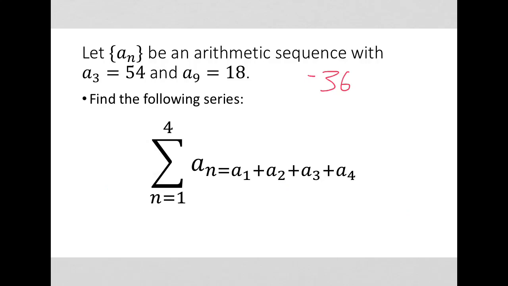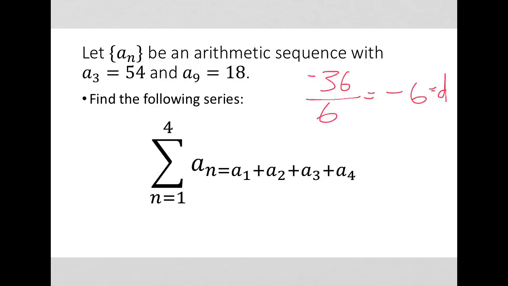And what is the difference in the actual terms? That's the difference in the term values. What's the difference in the term numbers? Well, from 3 to 9, we are progressing 6 terms. So if we are moving 36 numbers between 6 terms, 36 divided by 6 is giving us negative 6 as our d value. So what can we do with that?